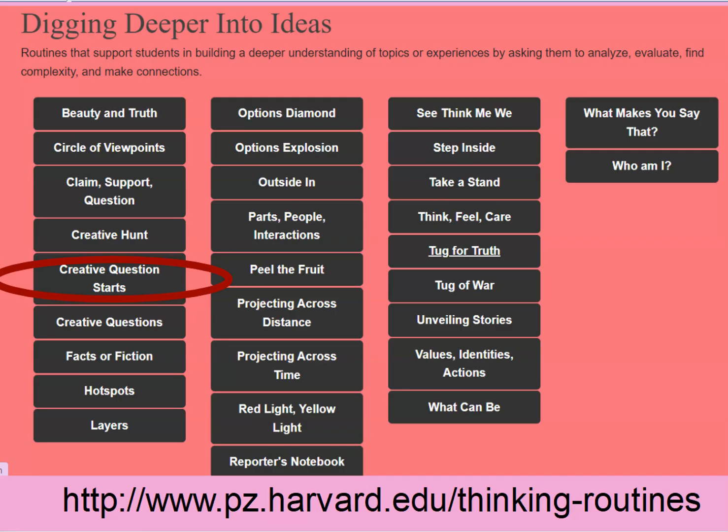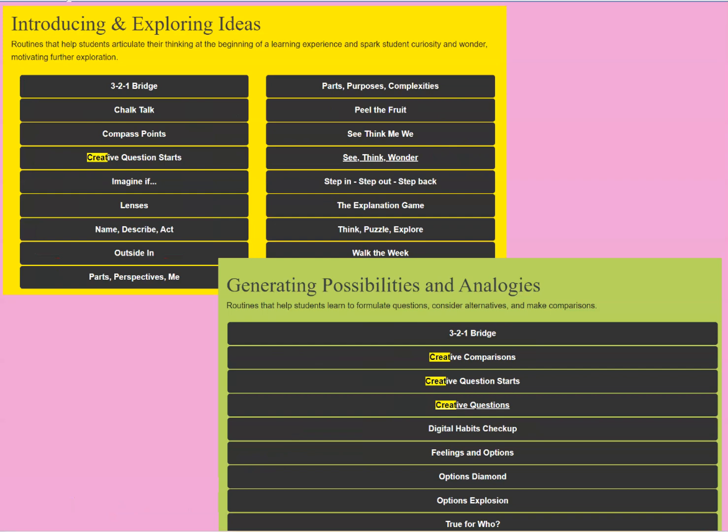We're still in the digging deeper into ideas section, and today we're going to talk about creative question starts. And again, the Harvard Project Zero thinking routines are located right here. This one is actually in 3 sections. It's also in introducing and exploring ideas and in generating possibilities and analogies. And again, when we come to those places, I'm not going to redo videos. It's all the same thing. There's nothing different about it.